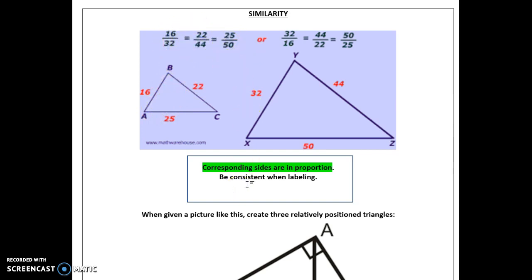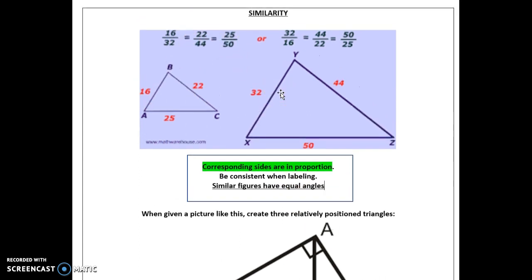Similar figures have equal angles and scale factors are proportional. Okay, similar figures have equal angles and the scale factors are proportional. So please make sure that you recognize that.